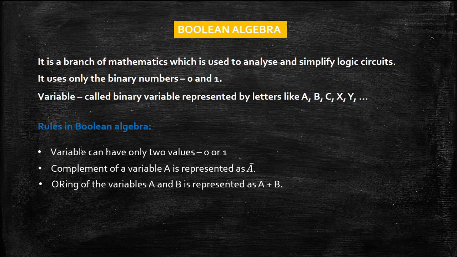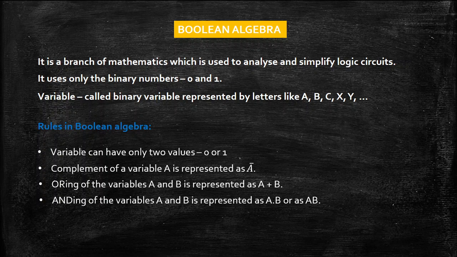So ORing of the two variables a and b is represented by a plus b, and since there is an OR operation, there will also be an AND operation. So AND of the two variables a and b is represented by a dot b, or simply ab.